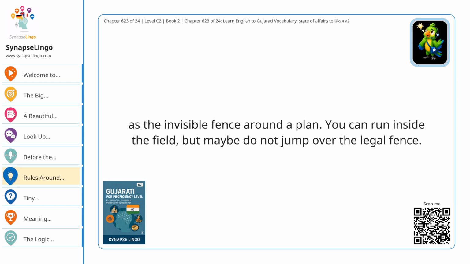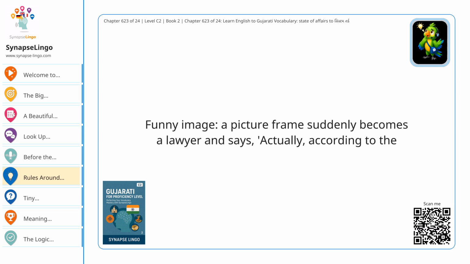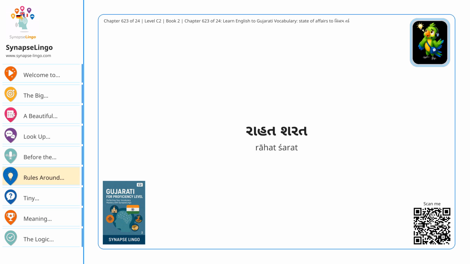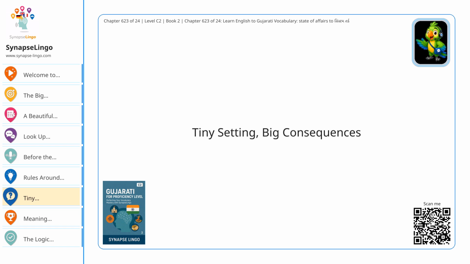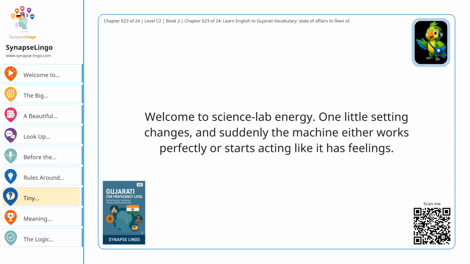Think of રાહત શરત as the invisible fence around a plan. You can run inside the field, but maybe do not jump over the legal fence. Funny image. A picture frame suddenly becomes a lawyer and says, actually, according to the રાહત શરત. You cannot do that. Tiny setting, big consequences. Welcome to Science Lab Energy.